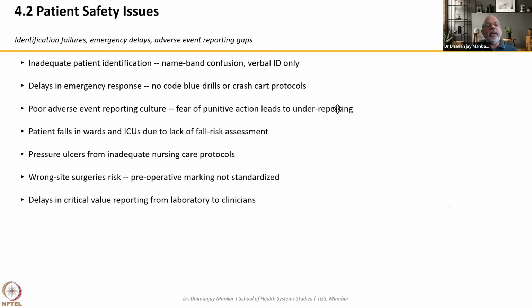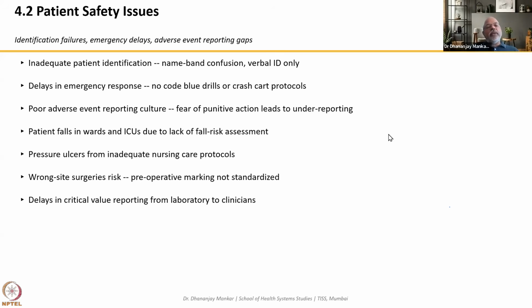what comes to your mind? The reason is mostly that the hospital may have a very poor approach to the patient. The issues stated here are inadequate patient identification, name band confusion, and verbal identity. Delays in emergency response, like no code blue drills, mean that whatever threat or situation the hospital faces in future with respect to their policy, they will not respond.